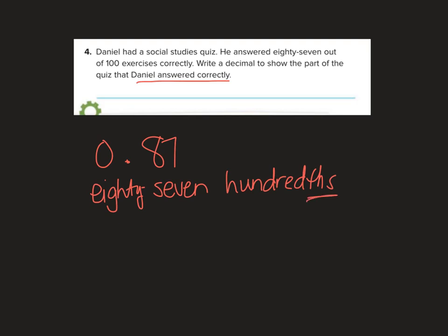Daniel had a social studies quiz. He answered 87 out of 100 questions correctly. Write a decimal to show the part of the quiz that Daniel answered correctly. Okay, so 87 hundredths. If I was going to write this in word form, I would write it as 87 hundredths. Now, do I need a dollar sign here? No. So I'm not talking money. So he answered 87 hundredths of the questions correctly.